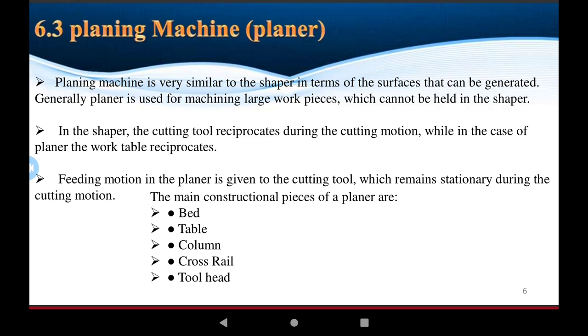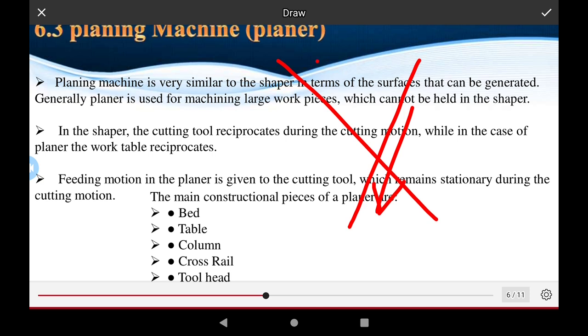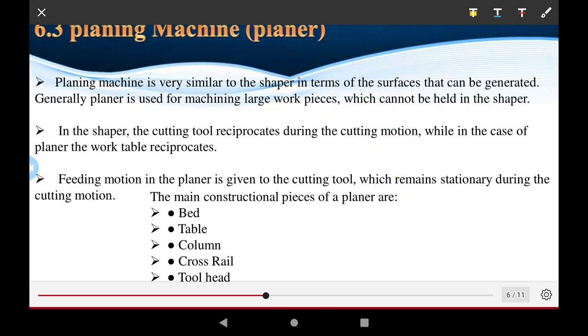Then the cross rail, which moves from one position to another and provides the cross motion. One is the vertical motion, and the second is the cross motion of the tool head on the cross rail. The tool head holds the tool. All the parts are presented on the next slide.